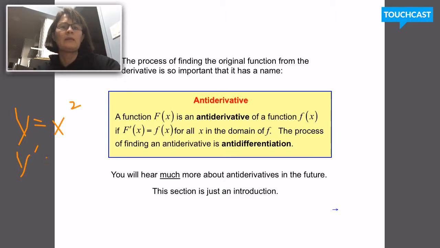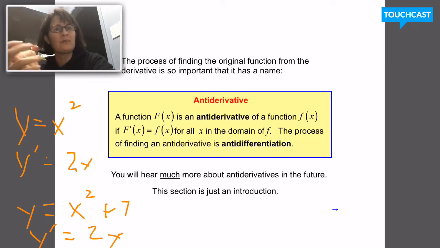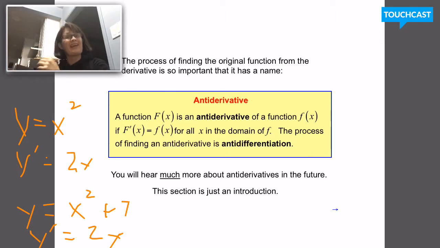Y prime is 2x. What if I want to take the derivative of y equals x squared plus 7? Well, here we go. The derivative y prime is 2x. So we can't tell the difference. We can't tell, when we get a derivative of 2x, whether we started with x squared, or x squared plus 7, or x squared plus 9.3, or x squared minus 103 million.